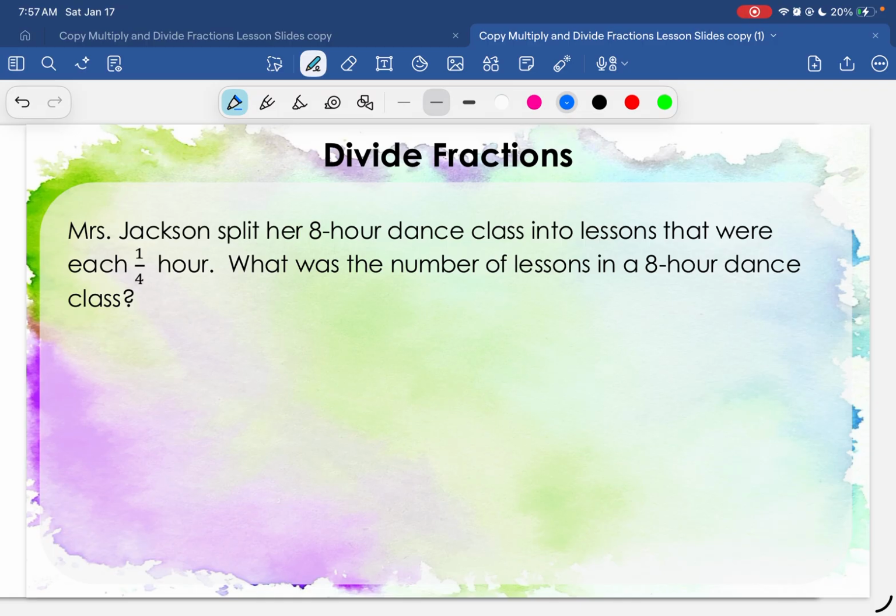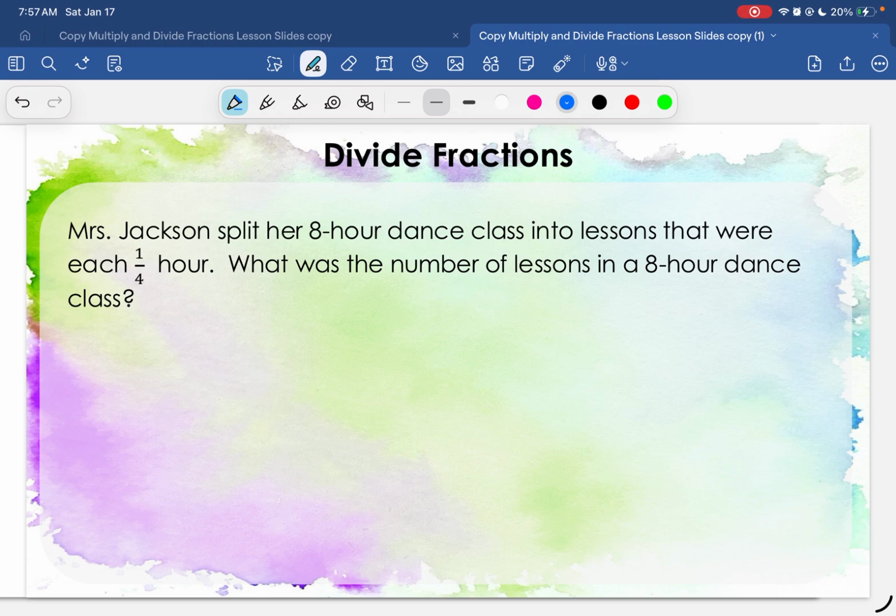Okay, so what happens is when kids think divide, they just want to start setting it up like long division. It's actually asking how many fourths are in 8 hours. Because that's saying, what's the total number of lessons? How many fourths make up 1 hour? That would be 4. Or how many fourths make up 1 whole? 4. Well, you have 8 of them.